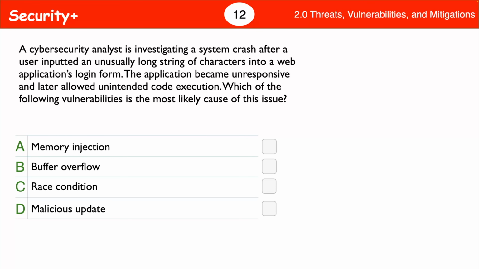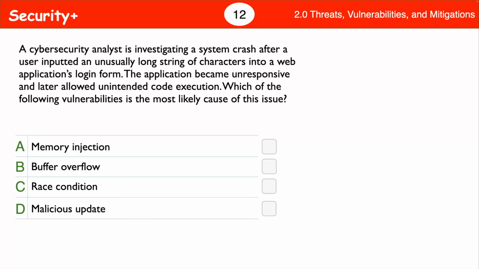Question 12. A cybersecurity analyst is investigating a system crash after a user inputted an unusually long string of characters into a web application's login form. The application became unresponsive and later allowed unintended code execution. Which of the following vulnerabilities is the most likely cause of this issue? A, memory injection. B, buffer overflow. C, race condition. Or D, malicious update.